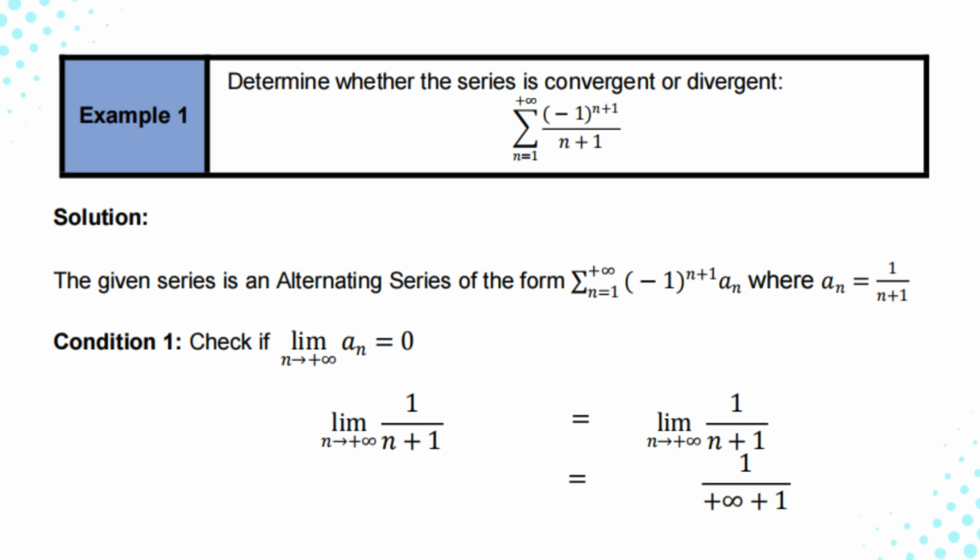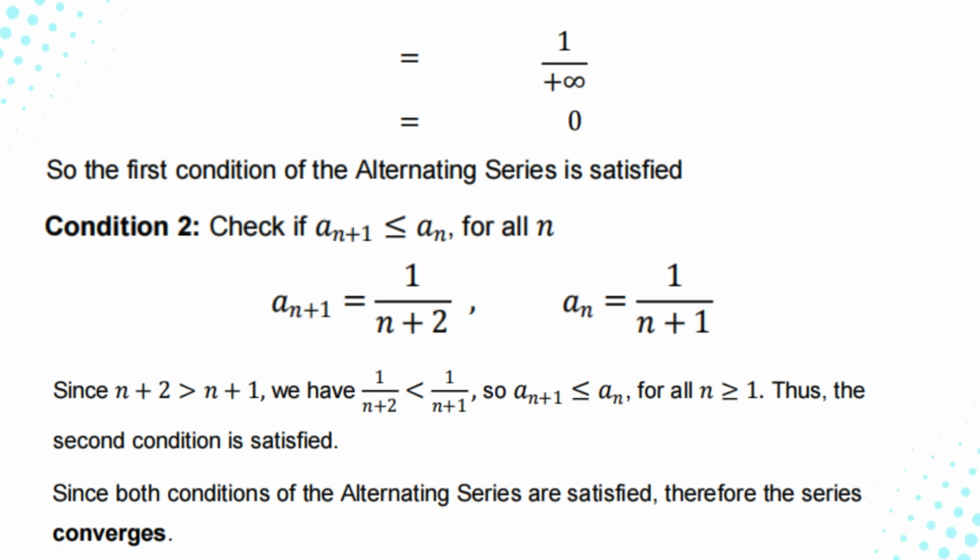The limit of 1 over n+1 as n approaches infinity. So we need to evaluate the limit. Since n is equal to positive infinity, we have 1 over infinity plus 1, which is equal to 1 over infinity, which is equal to 0. So the first condition of the alternating series is satisfied.